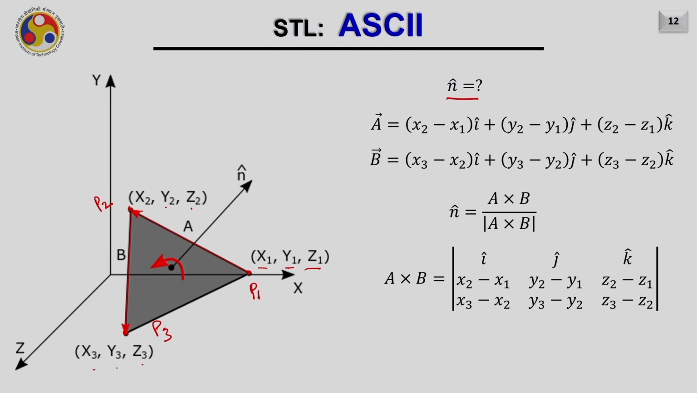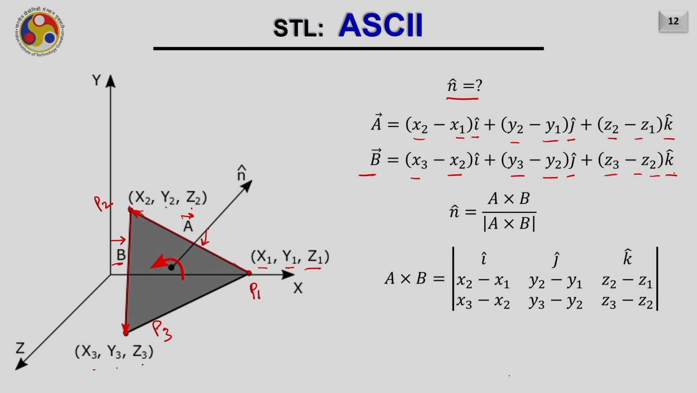Let me form a vector A, which is x2 minus x1 i, y2 minus y1 j and z2 minus z1 k. So, this is the vector I have defined. Now, let me define another vector B connecting the point P3 and P2. Then the vector B can be written as x3 minus x2 i plus y3 minus y2 j plus z3 minus z2 k.